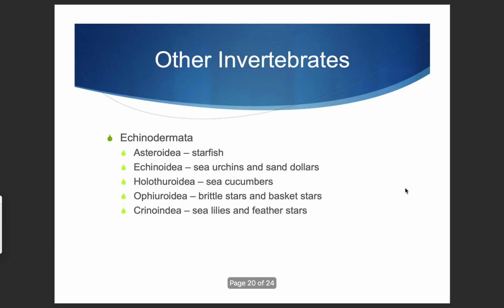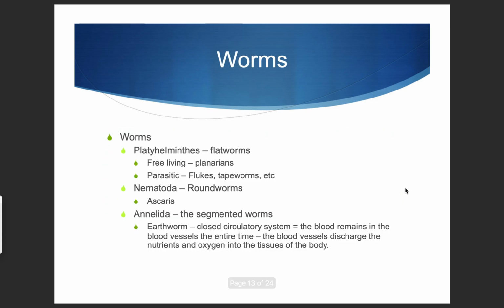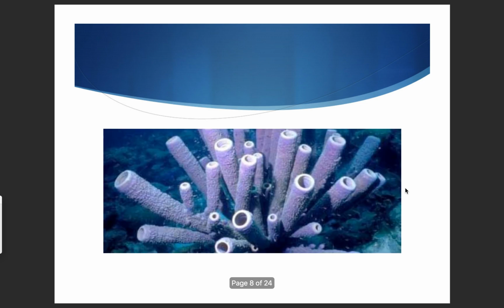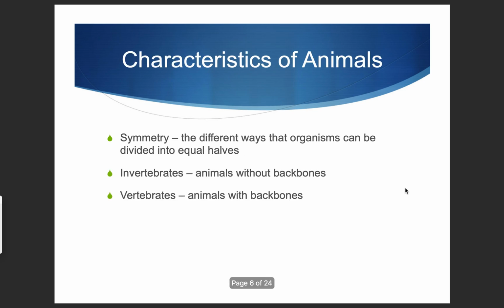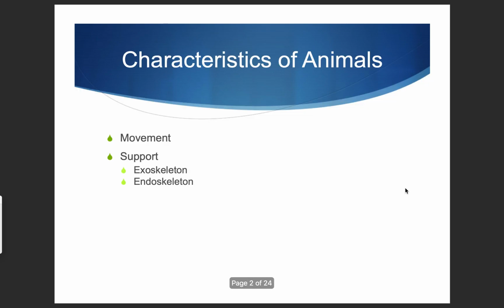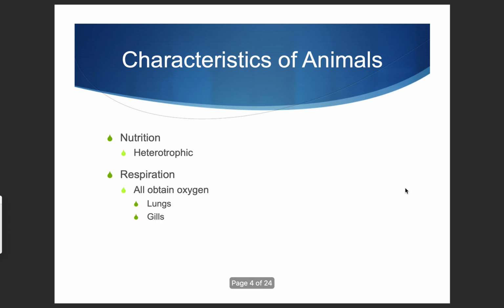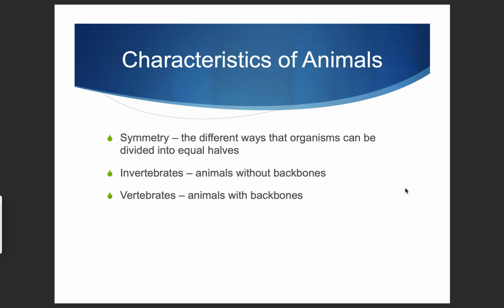And that's it for chapter 15. So just a little bit about the invertebrates. Okay, here's just a few of their phyla, right? Some of the mollusks and worms, right? All these are invertebrates, right? You also have different phyla with no organs or systems, okay? But important is the characteristics. These at the top, right? These are all the characteristics of the animal kingdom, right? Movement, support, protective body covering, nutrition, respiration, circulation, excretion, response, reproduction, symmetry, and then the two breakdowns, invertebrates and vertebrates.